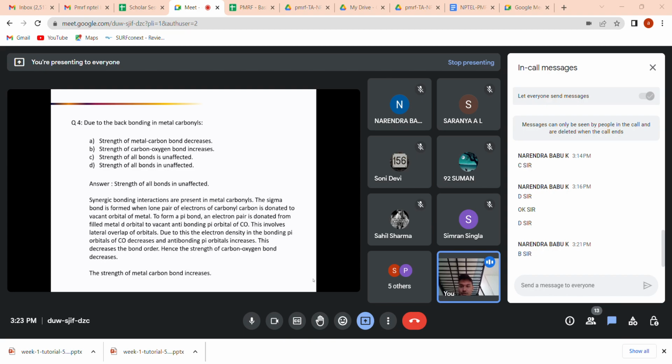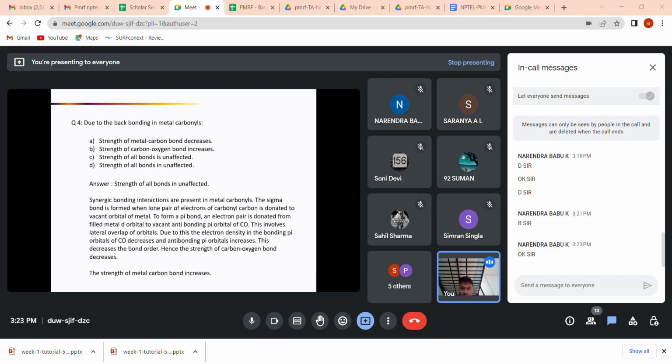Okay, so if you see the correct answer, that's strength of all bonds are unaffected. So synergistic bonding interactions are present in metal carbonyls. The sigma bond is formed when lone pair of electron of carbonyl carbon is donated to vacant orbital of metal. Definitely, there should be a vacant orbital in metal, and that's usually the d orbital. And to form a pi bond, an electron pair is donated from filled metal d to the vacant anti-bonding pi orbital of the CO.